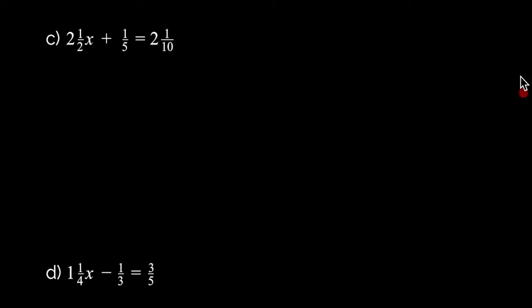Okay, this is really practice problem B. So go ahead, write this down, turn off the video, and turn it back on when you are done. Okay, hopefully you did that. So I'm going to make these improper fractions to start. So 2 times 2 is 4 plus 1 is 5/2 x plus 1/5 equals 21/10.